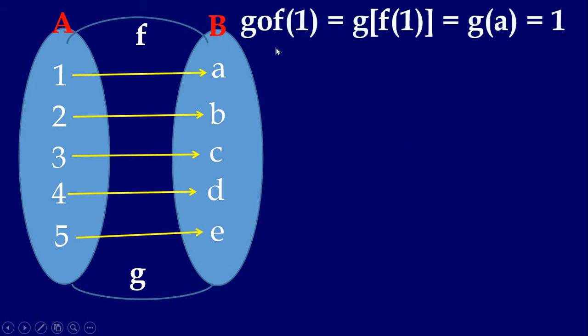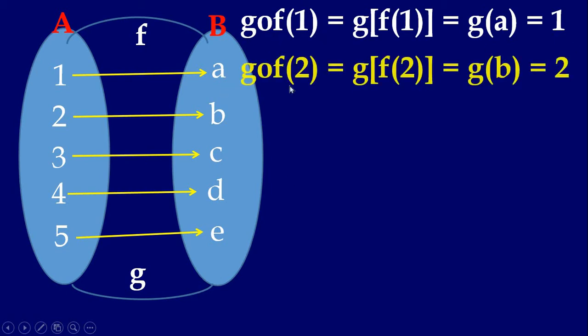Now we consider g composite f of 1. So g composite f of 1 is g of f of 1. Here f of 1 is a, so g of a is 1. Therefore g composite f of 1 is 1. Same type, g composite f of 2 is g of f of 2. Now f of 2 is b, so g of f of 2 is g of b, and g of b is 2. So g composite f of 2 is 2.